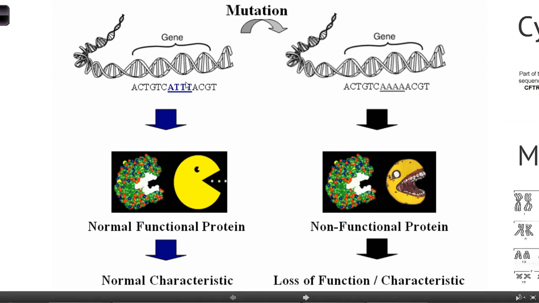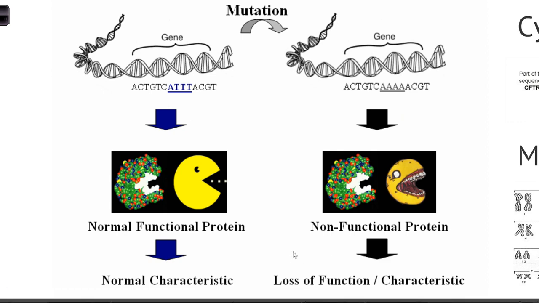So this gene here, the sequence, might give us our normal functioning protein, which gives us our normal characteristic, like eye color or the ability to roll our tongue or something like that. And this mutant version of the gene, with the A's here instead of the T's, might give us a non-functioning protein. And that will give us some sort of loss of function or make us lose some characteristic. So a mutation occurs when you change the sequence of the DNA, and in that case, we might have a non-functional protein.